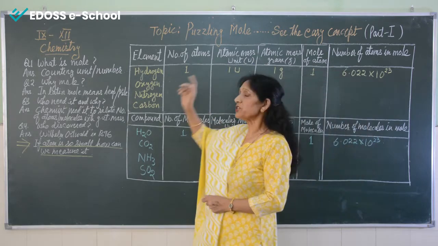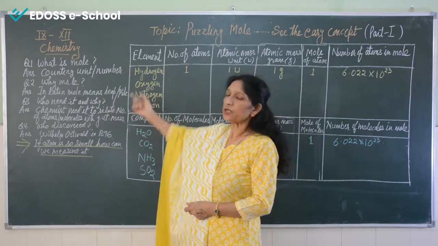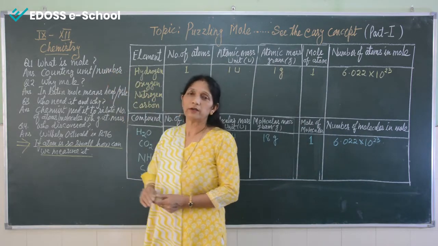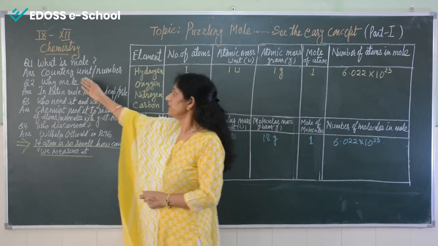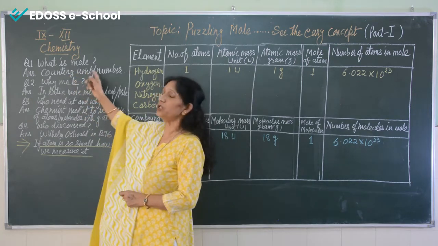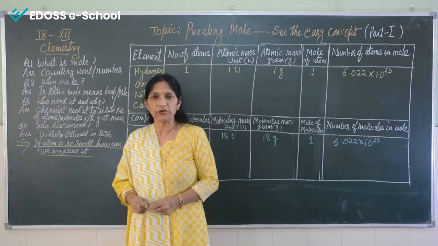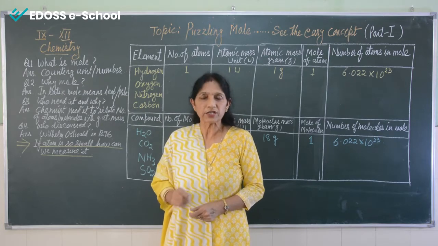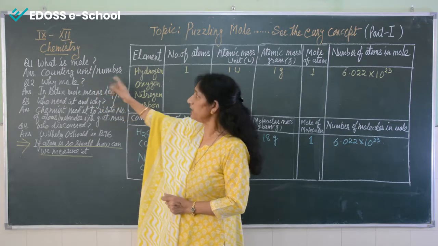Before coming to the topic, I have a few questions. First is, what is mole? To understand the mole in a simple way, we can say that it is nothing. It is just a counting unit or a number, just like any number. If you say 1 dozen, 1 pair, or 1 gross, that is a number. Similarly, mole is also a number or a counting unit.